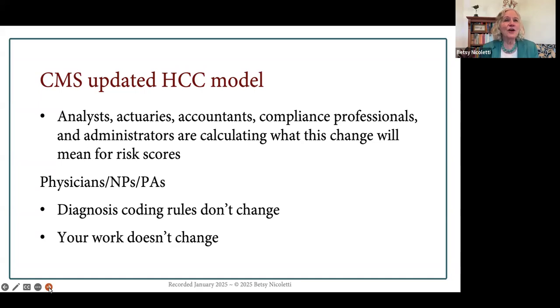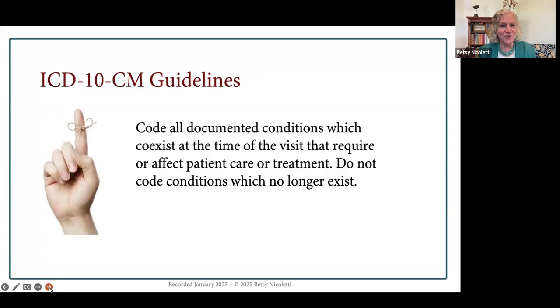And even in terms of being a coder, if you're abstracting codes from the claim, from the encounter, the fact that we're using version 24 versus version 28 doesn't matter. You're still going to code what's in the documentation.